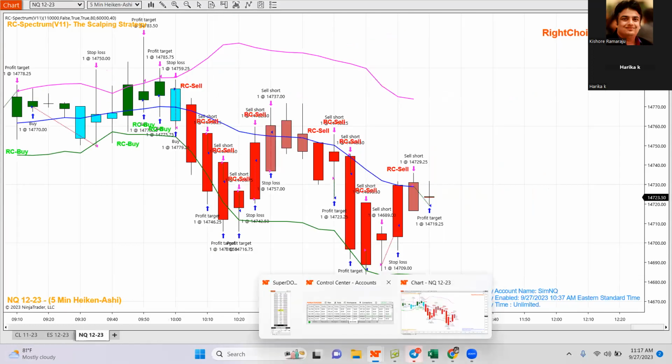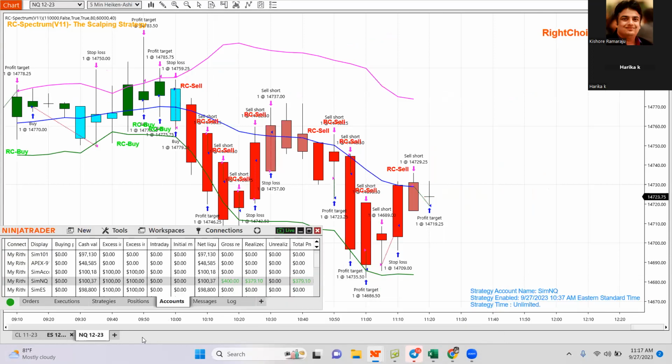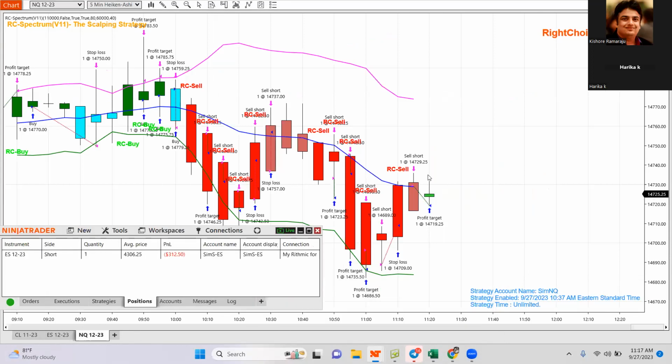It's more than an hour now, so we can close this. NQ has hit another profit target. Okay, good. But anyway, after $1,000, we don't need to worry because that is our daily target. We already met it a long time back.